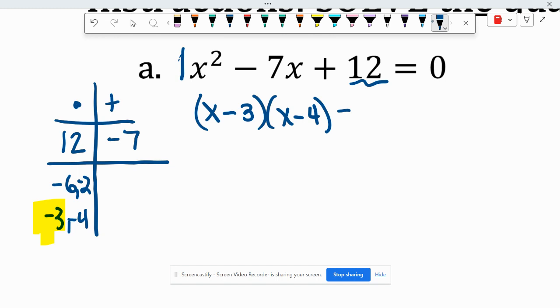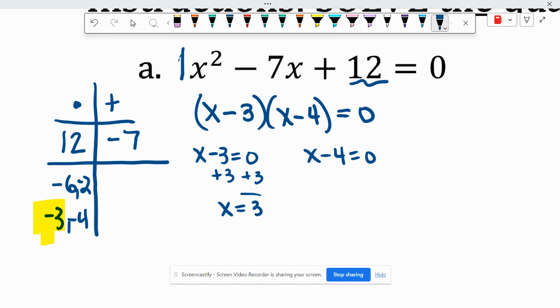But now these all equal 0. So that means that either x minus 3 equals 0, which was your zero product property practice last night, or x minus 4 equals 0. If x minus 3 equals 0, I just add 3 to both sides, and I find that my solution is x equals 3. Or I could add 4 to both sides and find that my solution is x equals 4.